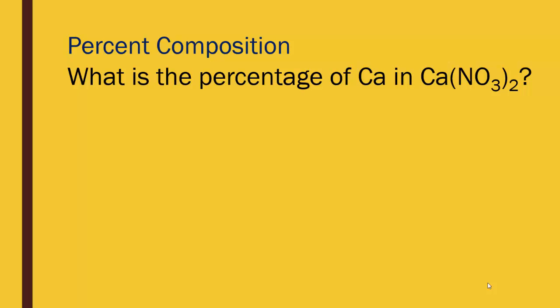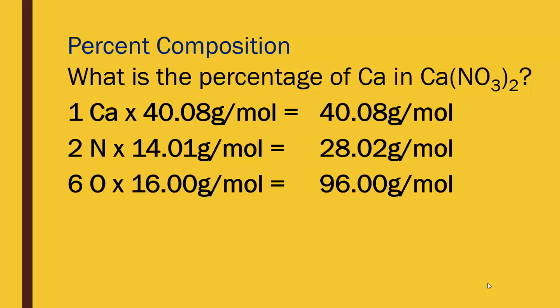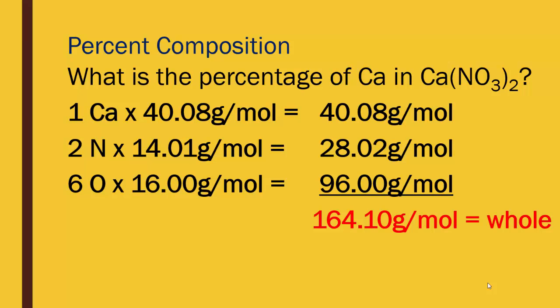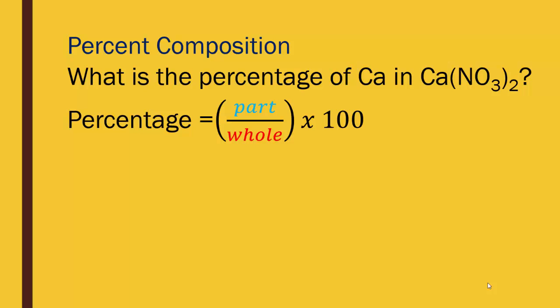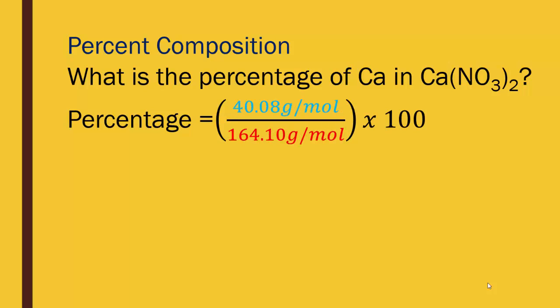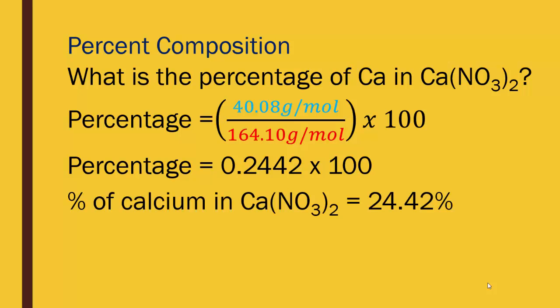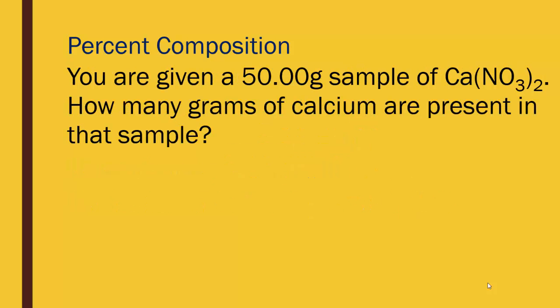Suppose I have calcium nitrate, and I want to know what's the percentage of calcium in any sample of calcium nitrate. First thing I'm going to do, figure out the formula weight or the molecular weight. So I got 1 calcium, 2 nitrogens, 6 oxygens, and so the whole is 164.10 grams per mole. I'm interested in the calcium, so the part is 40.08 grams per mole. Now I'm going to use the same equation, plug in my values. Notice 4 sig figs in the numerator, 5 sig figs in the denominator. So my answer will have 4 sig figs. So I get this, which turns out to be 24.42%. We're going to use that percentage for the rest of the examples.